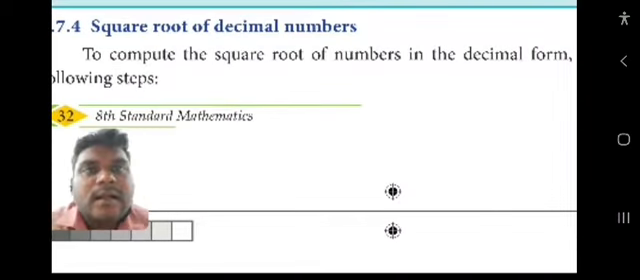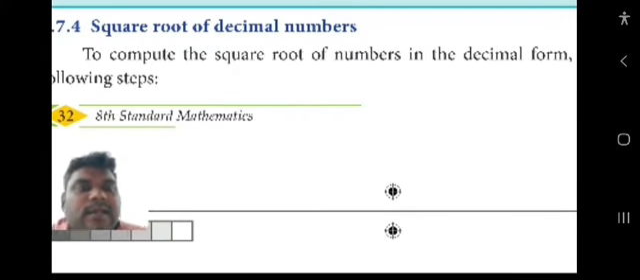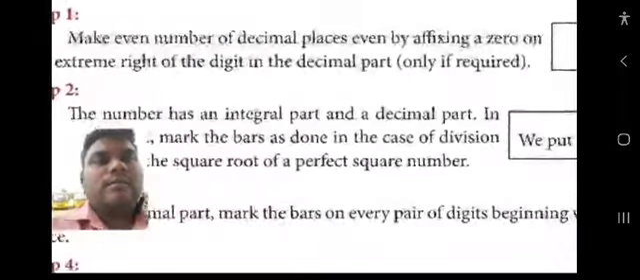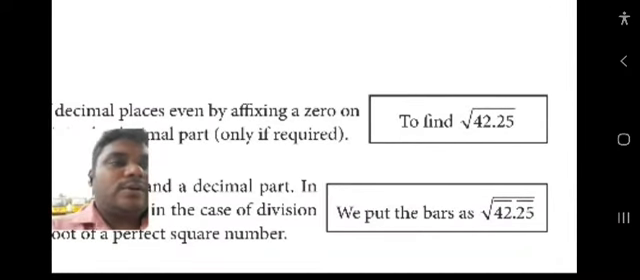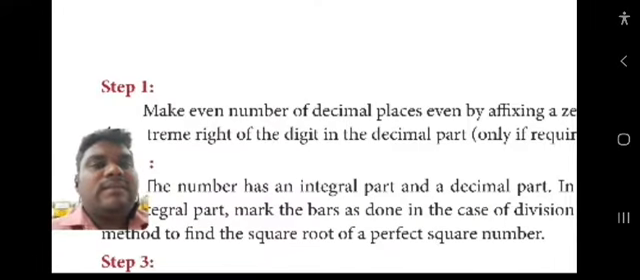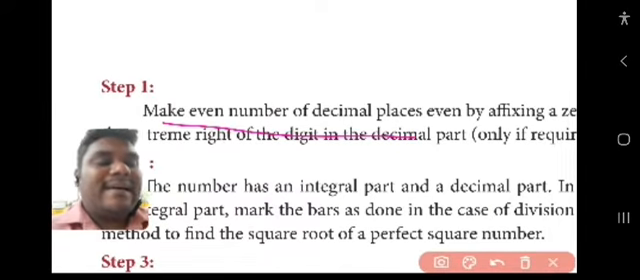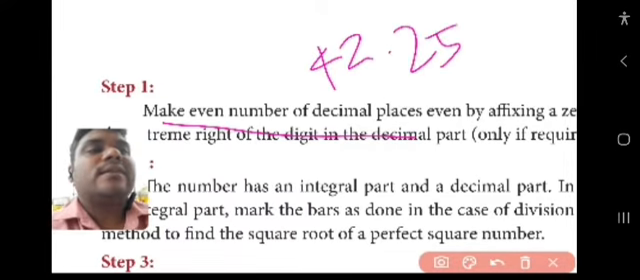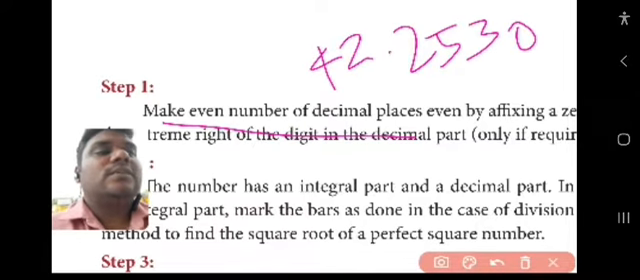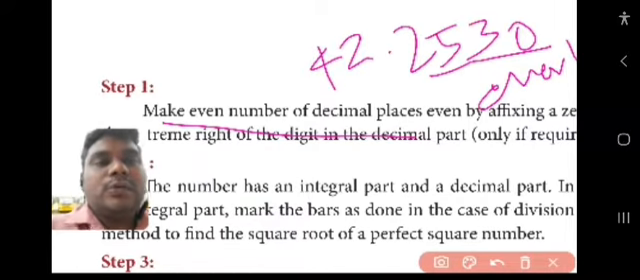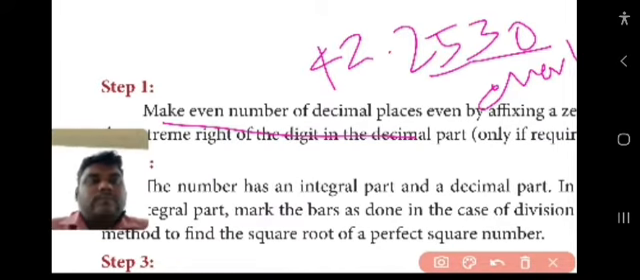And next, square root of decimal numbers. Let's see how to find the square root of decimal numbers. So the first step to find the square root of 42.25: we make the decimals an even number of digits. Suppose there is an odd number of decimals, we add 0. Suppose it is 42.253, then we add an extra 0. Then we make 4 digits. So this is even. So if not even, we include 0.